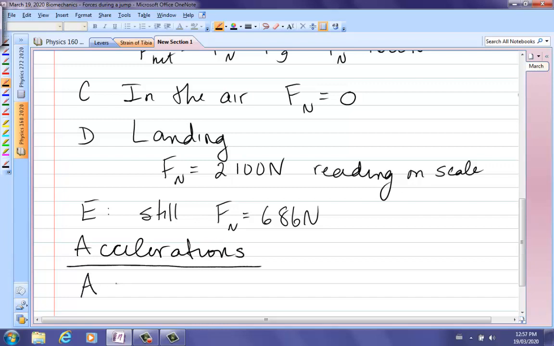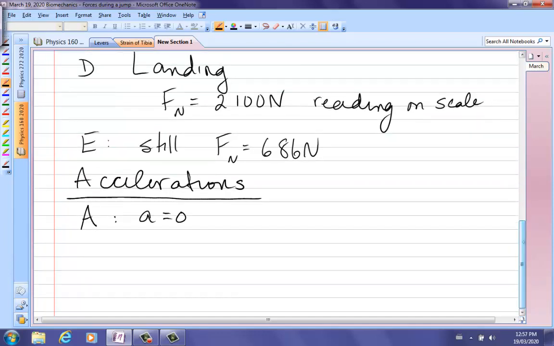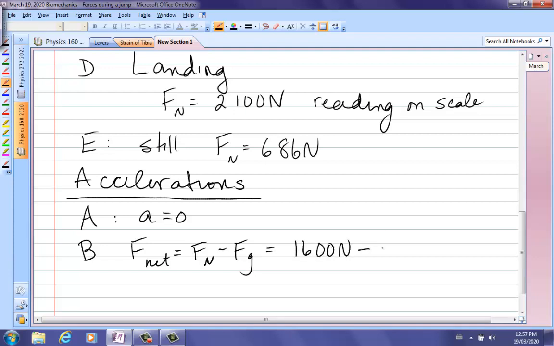Okay, for standing still, obviously the acceleration is 0, you're not moving. As you push off, the acceleration is the net force. So F net is Fn minus Fg. So the net force is 1600 newtons. That's how much the scale has to push. But then you've always got gravity pulling you back down. And so the net result is 914 newtons.